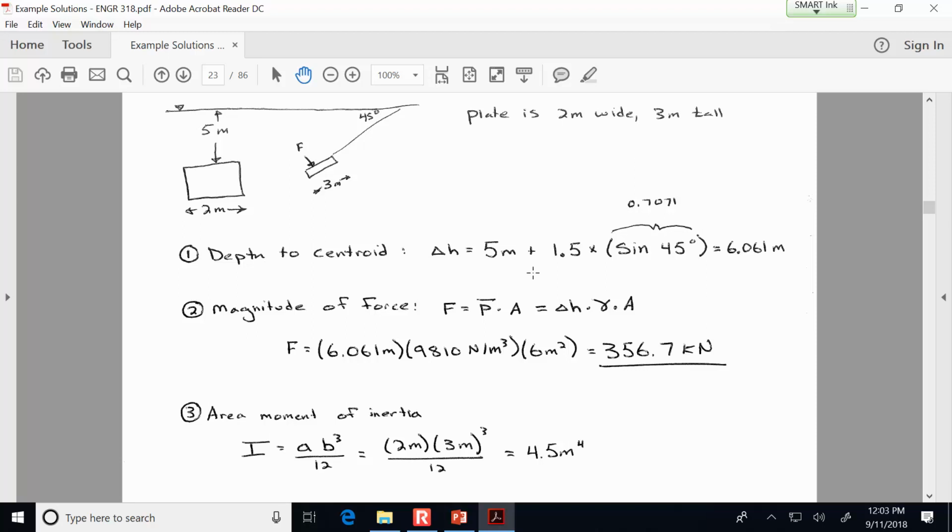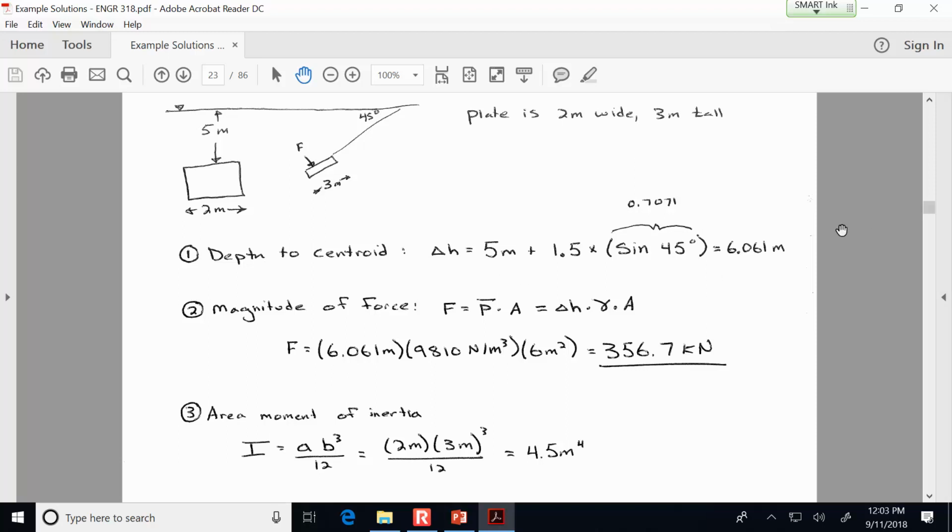And then that's the depth you use to calculate the magnitude of the force. Remember, the magnitude of the force is the pressure at the centroid multiplied by the area. In this problem, I didn't tell you the water was at 20 Celsius, and so it's a minor point, but the gamma I used is 9810, the default value for the unit weight of water. So we've got the 6 meter squared area, the unit weight of the water, and the depth of the centroid, and it all works out to about 356 kilonewtons.